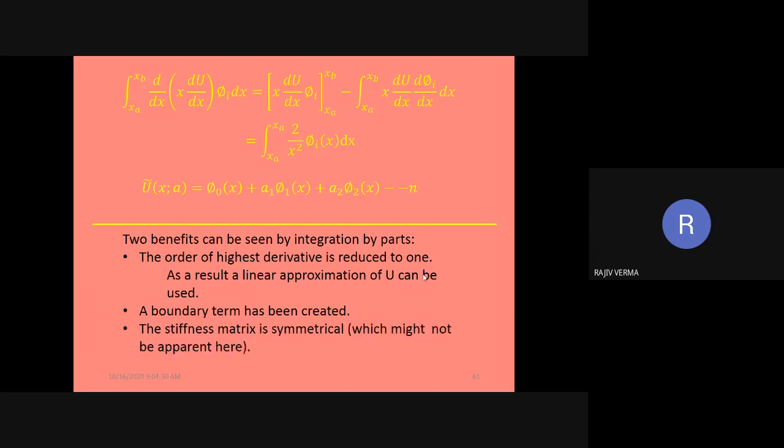The other advantage is the stiffness matrix is symmetrical. This of course is not going to be evident over here, but is one of the things which we are going to talk about in quite some detail in the future classes.